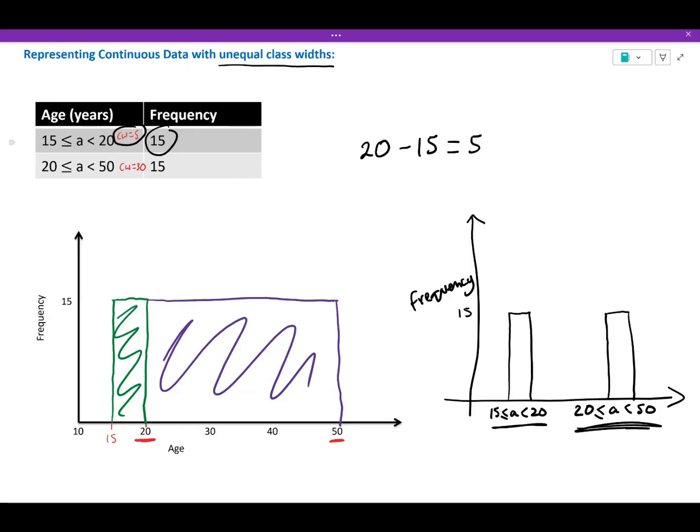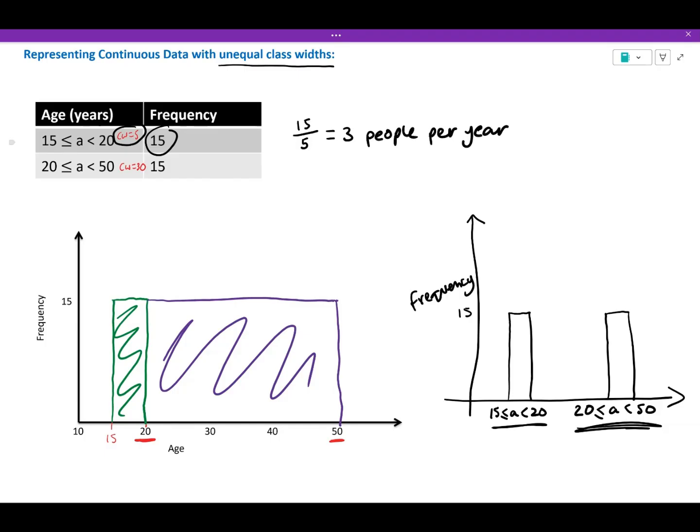If you're splitting, you're doing division. So the calculation that I want to do here is going to be our frequency, 15, divided by our class width, which is 5, which gives me an answer of 3. So that is going to be 3 people per year.